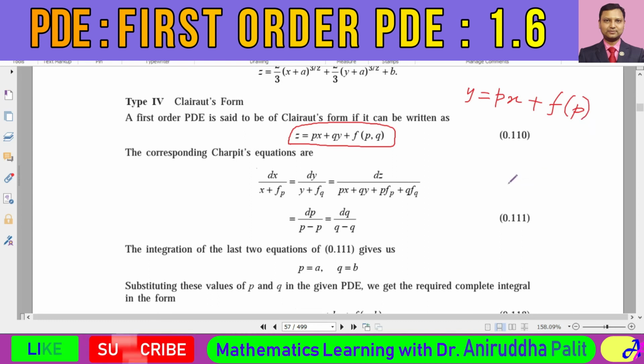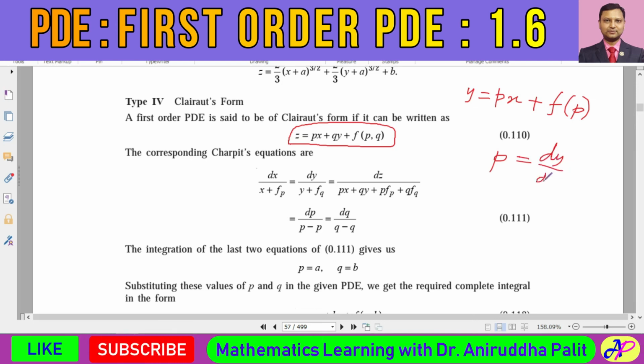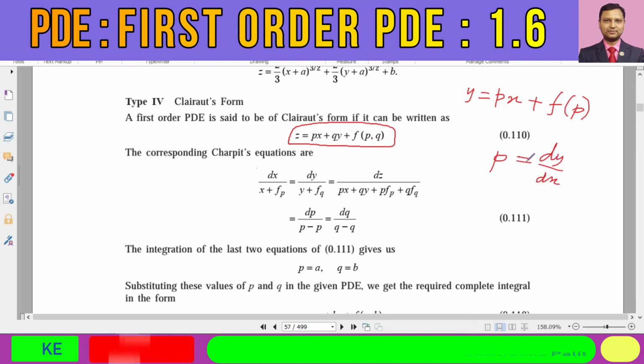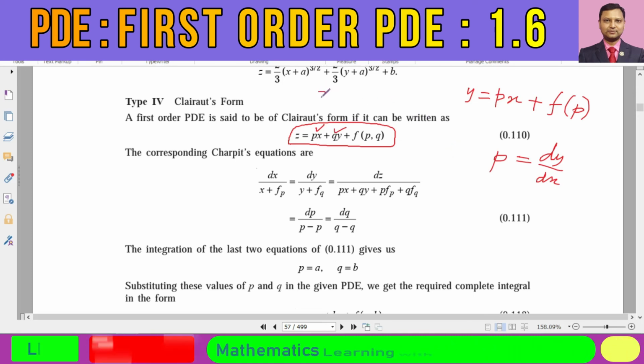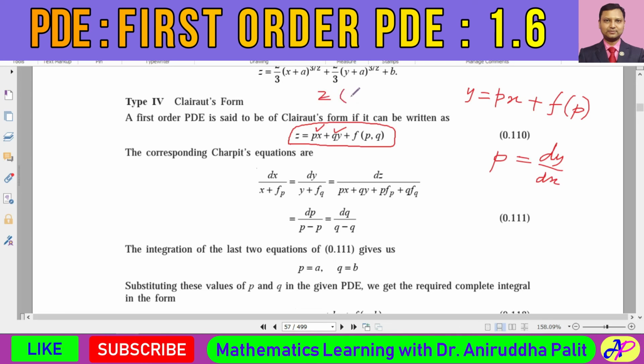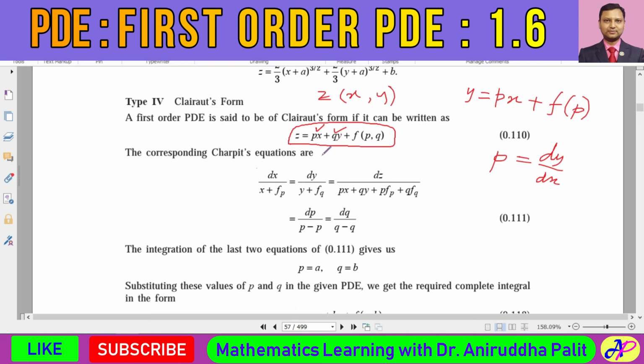In case of an ordinary differential equation, p represents dy/dx. Similar to this p, we have the terms p and q in the case of a partial differential equation, where z is dependent on the independent variables x and y. Therefore, for these two independent variables, we have the terms p and q.